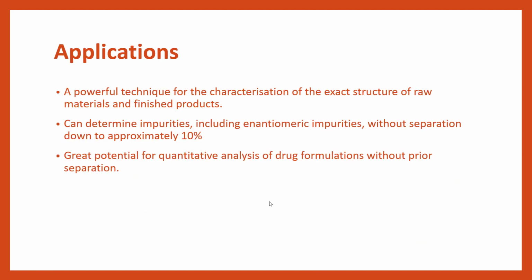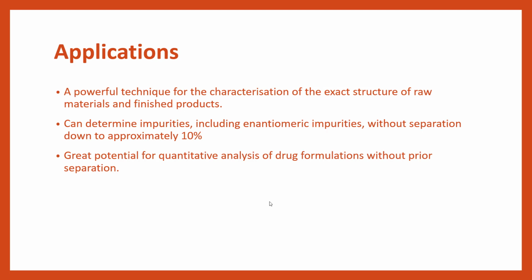So just before we wrap up, we look at their applications and we look at the strengths and the limitations of NMR spectroscopy. So NMR spectroscopy is a really, really powerful technique. And again, it's the only technique we've covered that can allow us to solve a structure from beginning to end. And because of this, we can determine and characterize the exact structure of raw materials and finished products. We can also use it to determine impurities, because obviously we can find peaks in there that maybe shouldn't be there. And we can use it also to determine enantiomeric impurities, okay?